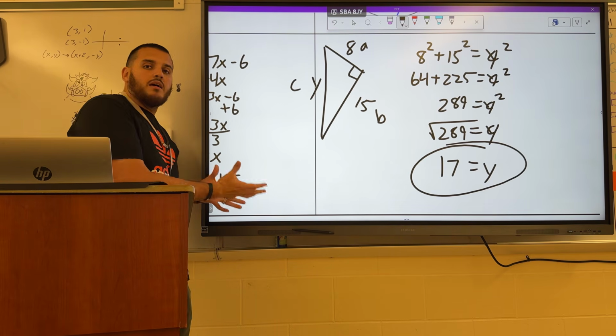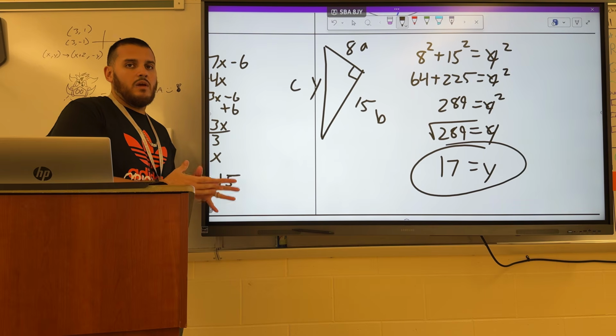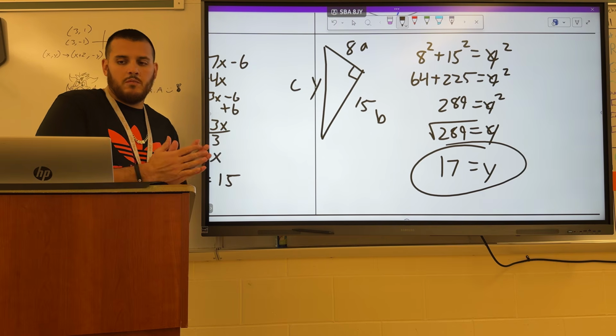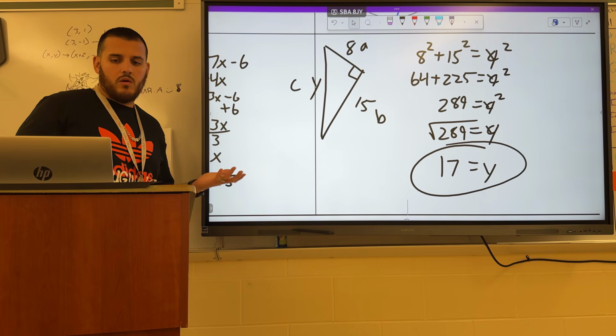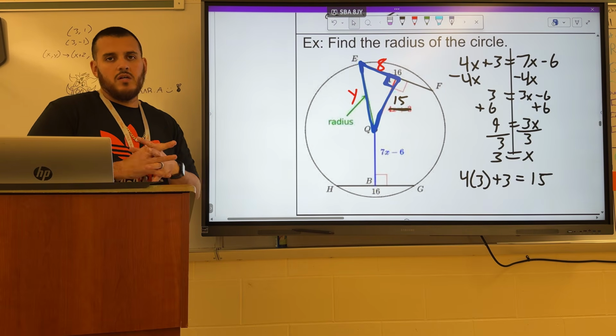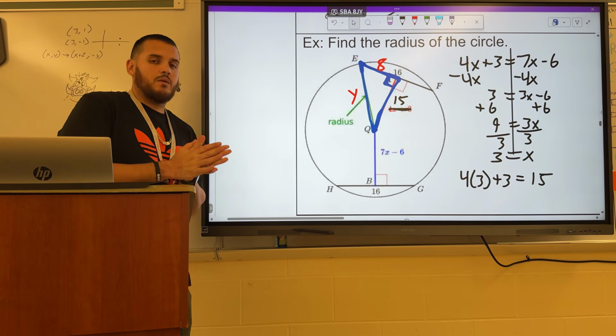Guys, that is about as complex as it can get with using chords, right? We have to know all these theorems about chords. We have to be able to solve for variables using them. We have to be able to get to this level where we're solving for something like the radius of a circle using our theorems. This wraps up our lesson for 10.3.